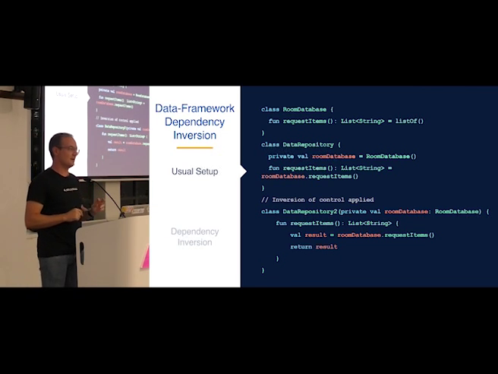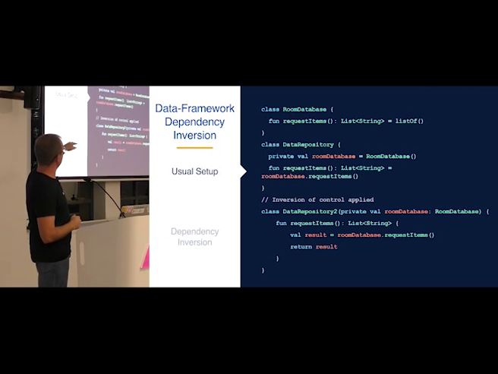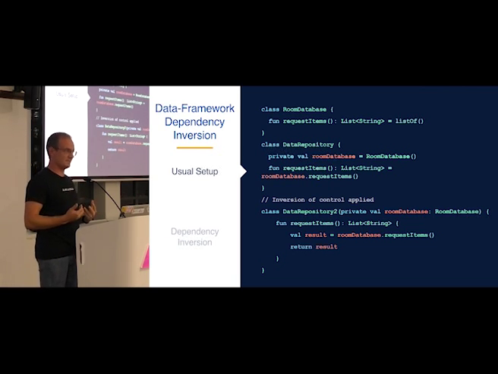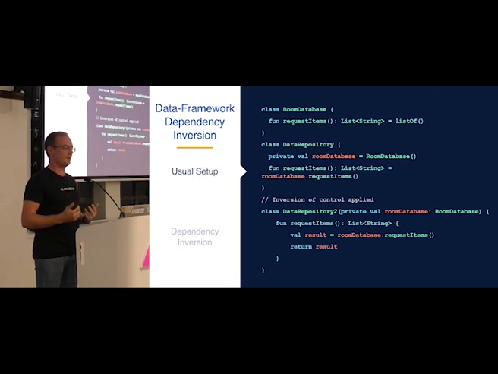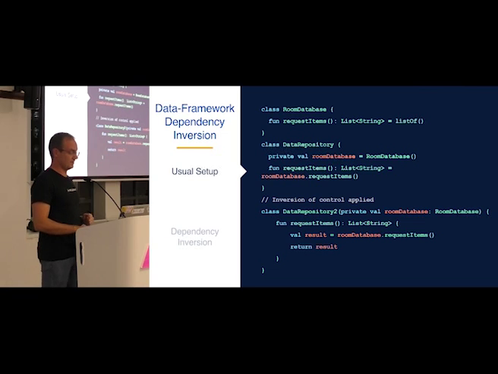Inversion of control is actually another principle standing somewhere on the side. It says, take the responsibility of creating the object out of the class. So in data repository number 1, the data repository is responsible for creating this database instance, right? But in data repository number 2, the room database is just provided, like someone provided it for you. And we can use dependency injection for this, some sort of DI, Dagger, or Kotlin DI, whatever. But this is inversion of control.